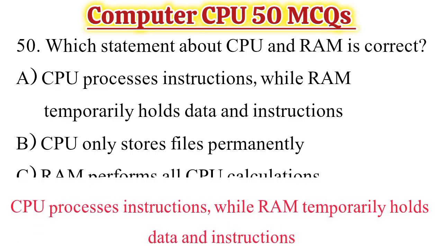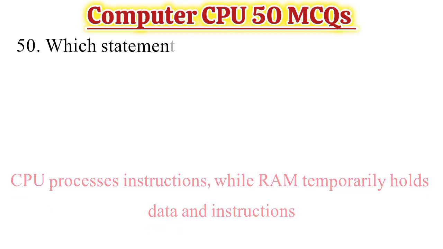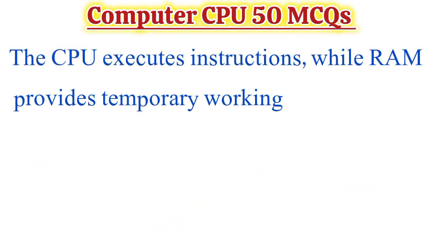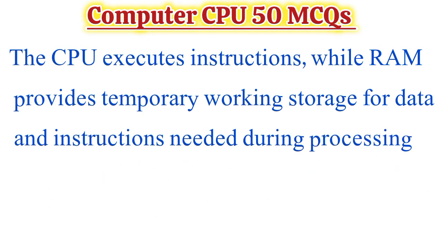Answer: CPU processes instructions, while RAM temporarily holds data and instructions. The CPU executes instructions, while RAM provides temporary working storage for data and instructions needed during processing.